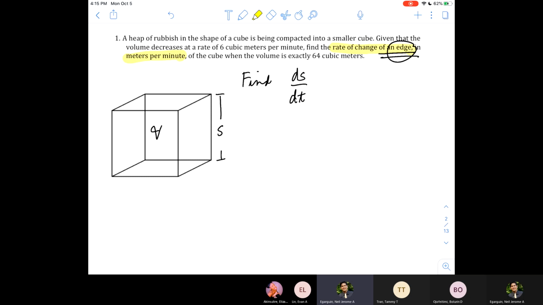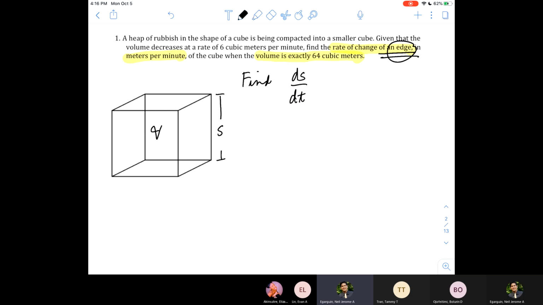The rate of change, or derivative, is an instantaneous value. It's the rate of change at a particular moment of time. So we need to identify at what particular moment we want to take ds over dt. If you go back and read the last sentence of the problem, we were told that we want to find the rate of change when the volume is exactly 64 cubic meters. So we want the instantaneous rate of change when the volume is 64 cubic meters.